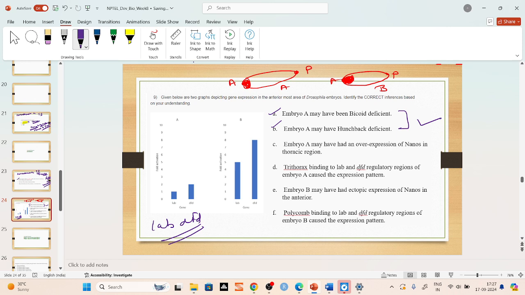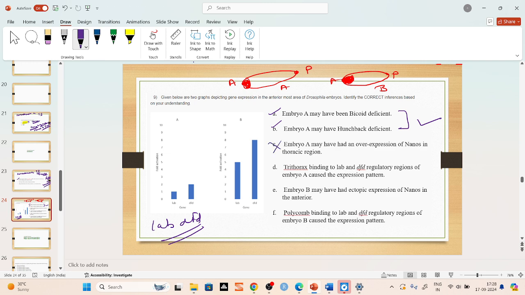Now, what is the next option? Embryo A may have an overexpression of nanos in the thoracic region. No, it cannot be correct. Why? Because nanos is responsible for the posterior development. So if there is overexpression of nanos, it can inhibit the anterior gene expression of bicoid, but the thoracic region will not directly be the result of the expression pattern which is observed here. So even if there is an overexpression of nanos in the thoracic region, it doesn't matter because we are mostly concerned with the anterior most part.